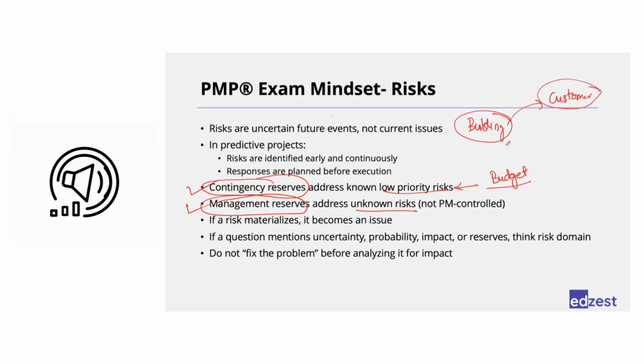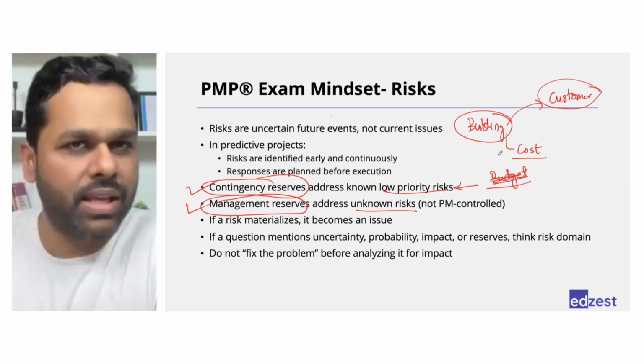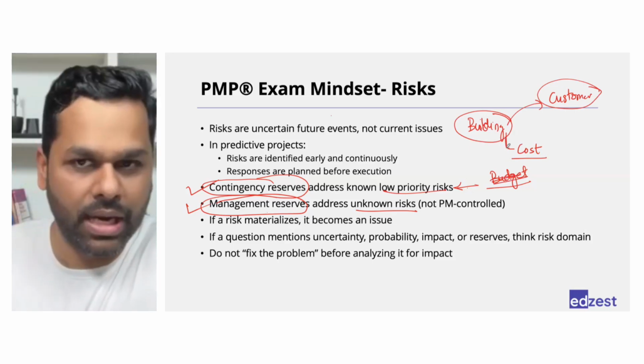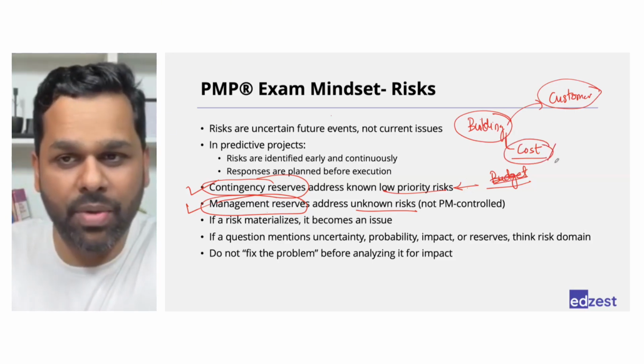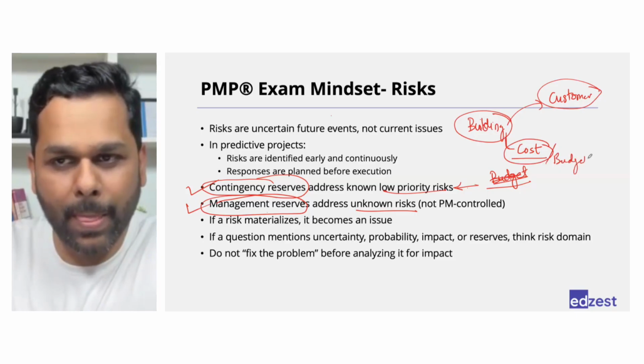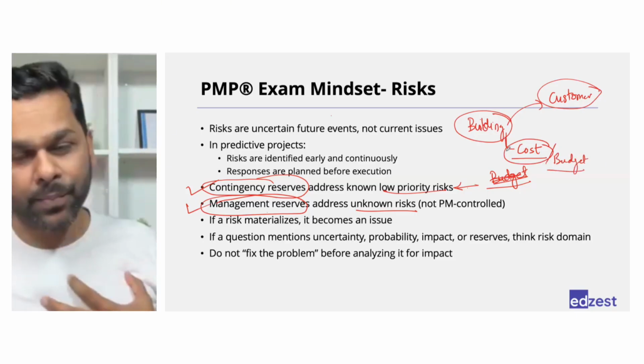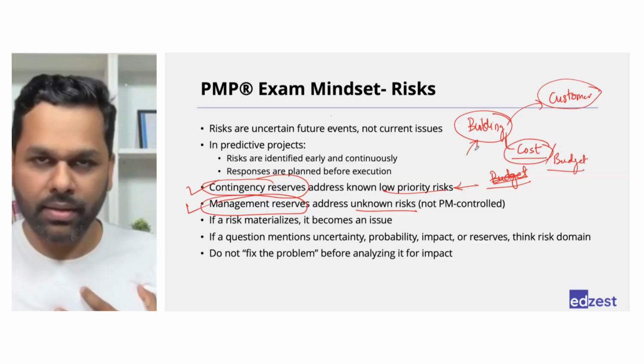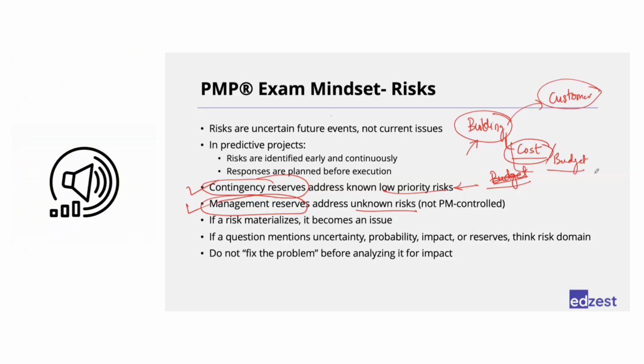Correct. One is my cost: the bricks, the cement and everything, the labor cost and everything. That will be my cost. This is the part of my budget. As a project manager, I will need money to construct this building. So who will provide this cost and budget to me?